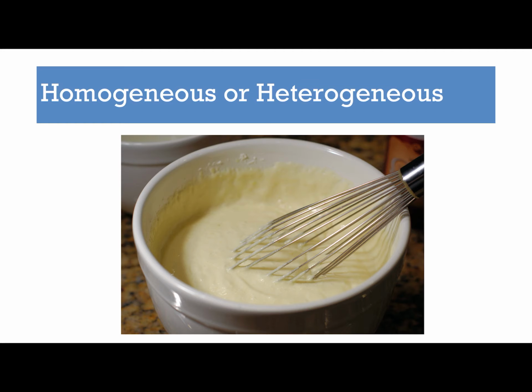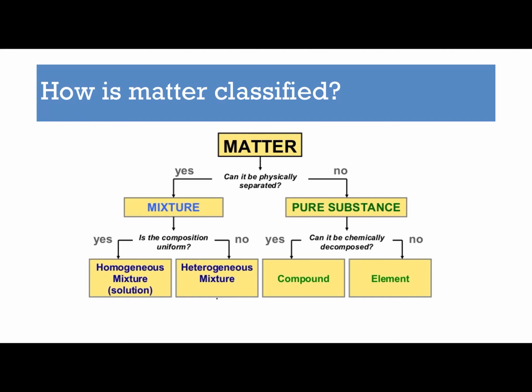And one of the last examples is pancake batter. Now you should have said homogeneous because if you're stirring the batter well, you shouldn't have any chunks of flour or anything in there. Everything should be the same. Okay, so again, this is a super awesome classification of matter chart, and I hope this makes more sense on this part. So let's jump into the other side.